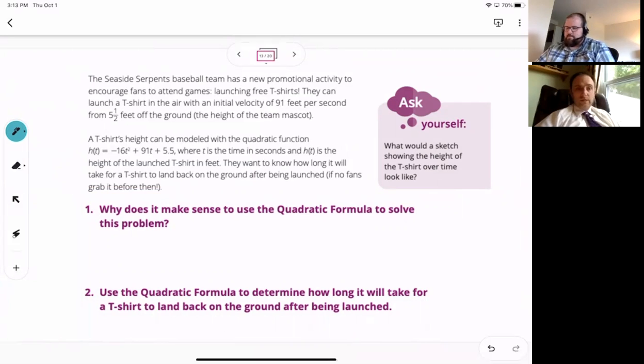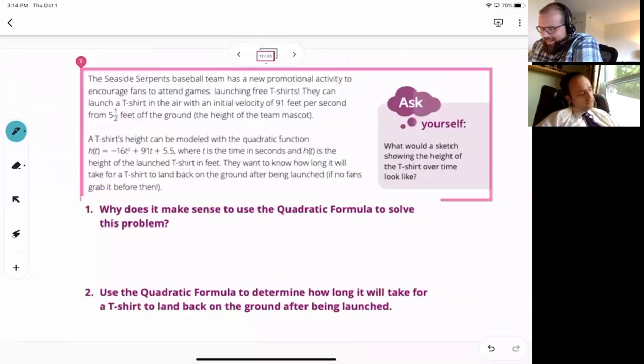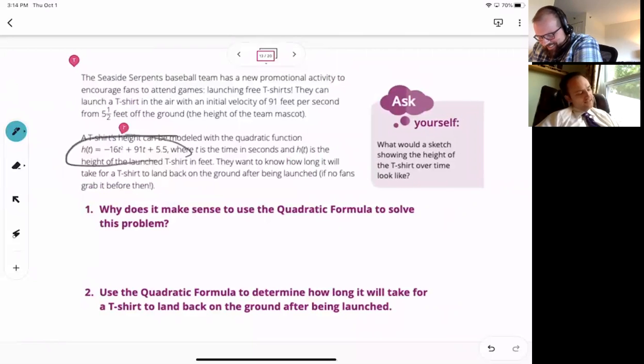And then they wrote this equation, which you may notice. Oh, that's not the pen tool. You may notice this equation here. The -16t squared already showed up in a question earlier. And then you may see that the 91 is the 91 of the initial velocity and the 5.5 is the 5.5 at the end.